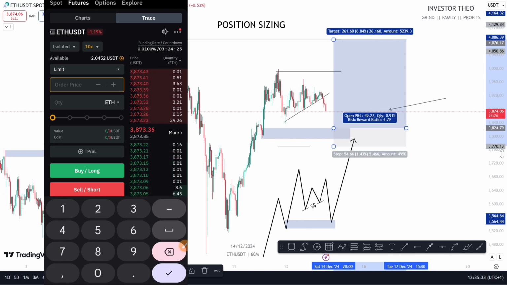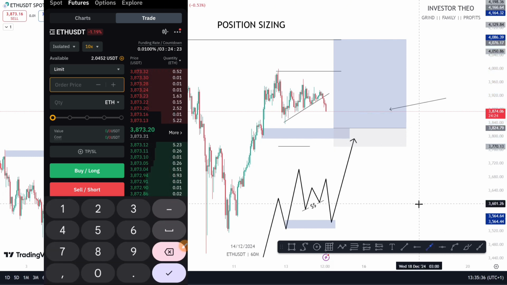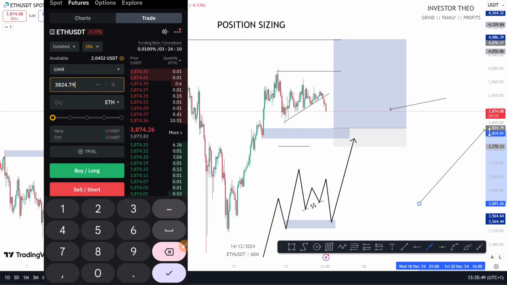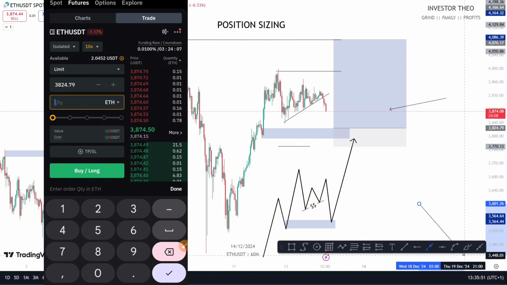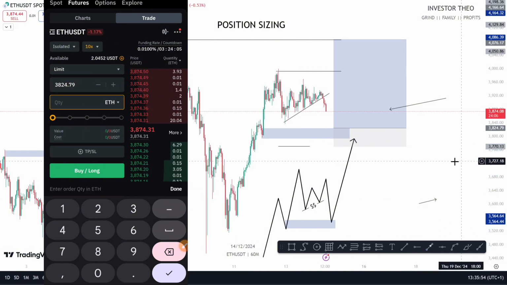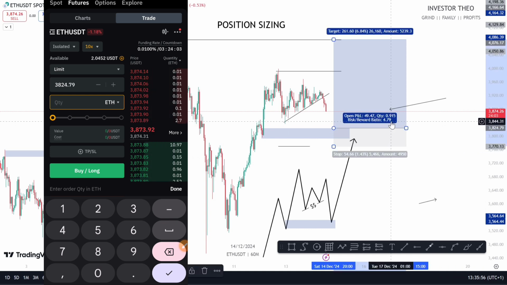So my order price, from here I can see the order price is written over here, and that is 3,824.79. So this is my entry price. And the quantity I'm willing to trade with directly, so I'm going to work with the quantity. This is the quantity over here, 0.915. So I place 0.915 over here. Now, placing 0.915 can't enter, so it stops at 2 decimal places. I'm dropping it at 0.91.